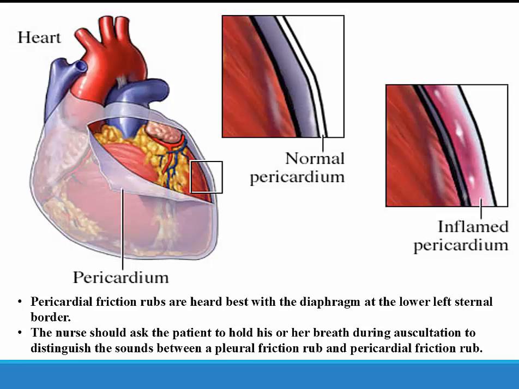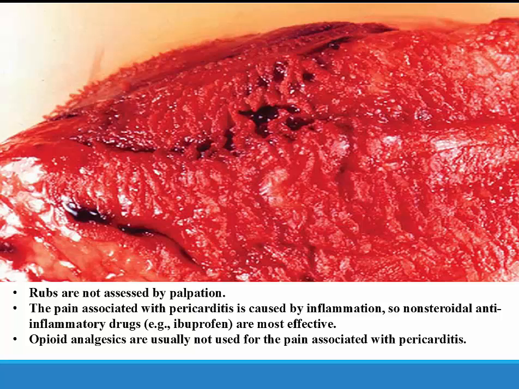Pericardial friction rubs are heard best with the diaphragm at the lower left sternal border. The nurse should ask the patient to hold his or her breath during auscultation to distinguish the sounds between a pleural friction rub and pericardial friction rub. Rubs are not assessed by palpation.